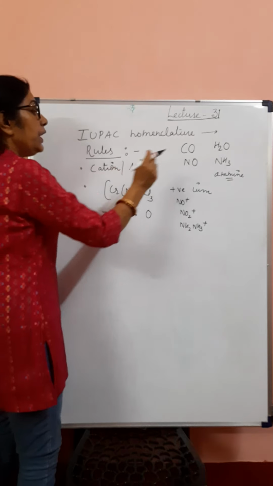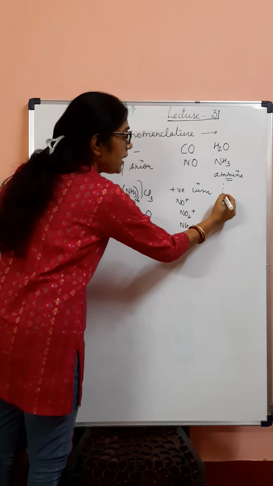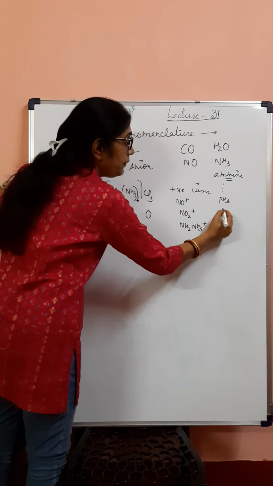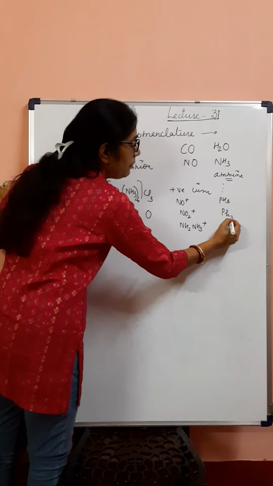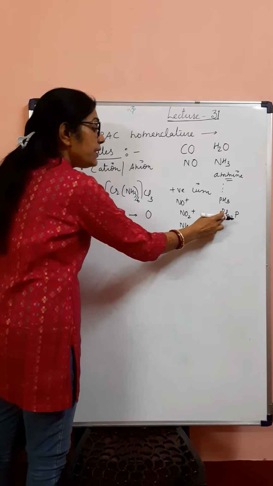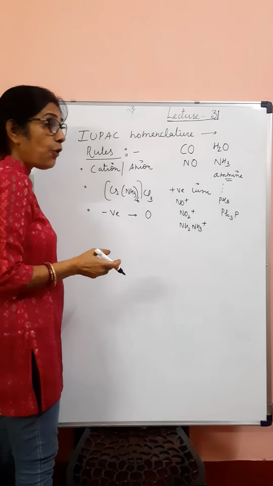Okay. So in case of ammonia, it is named as amine. So far as others are concerned, like PH3, it would be phosphine. But if it is triphenylphosphine, then in this case there is no change at all. It would remain as triphenylphosphine.